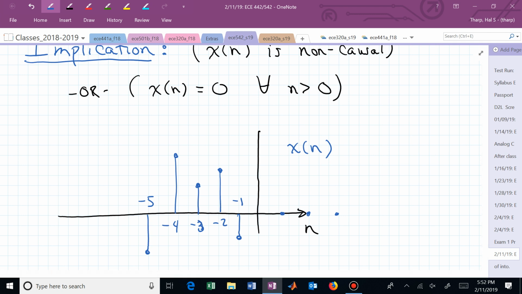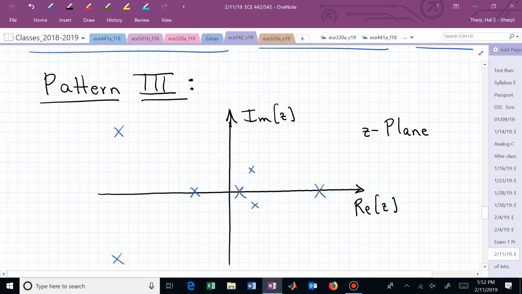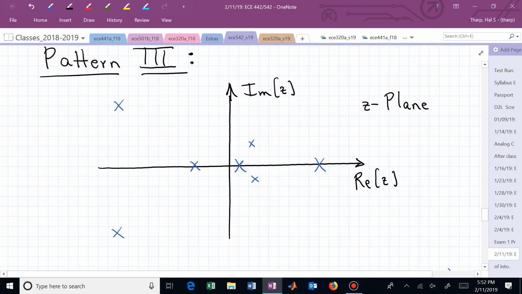We have one more general pattern. How do we come up with a pattern that's not the two that we just had? And now here is my pole pattern. I could have zeros sprinkled around, but zeros don't matter. The zeros don't impact this region of convergence. Here, what I'm going to do is say that here is a circle, and here is another circle.